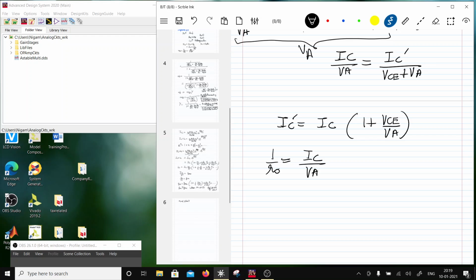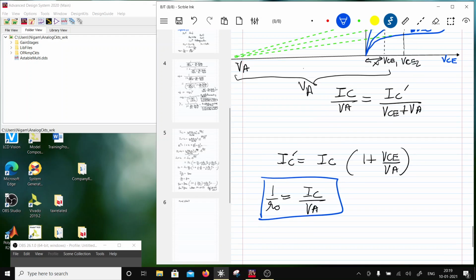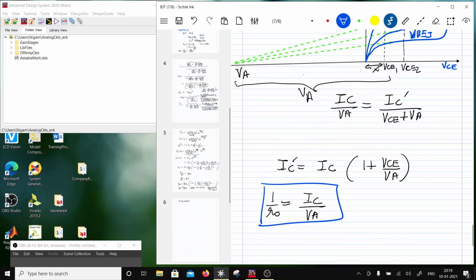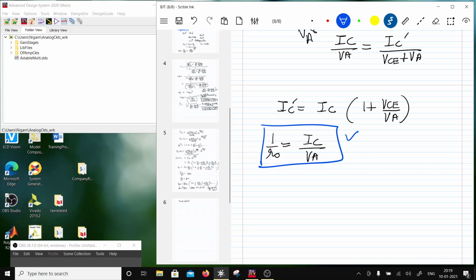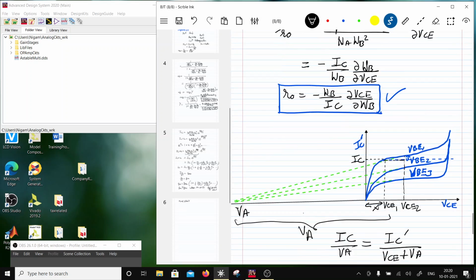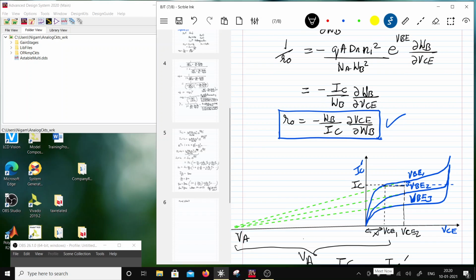Now if I take this equation and this equation and this equation, from this I can conclude that VA, the early voltage, is equal to minus WB ∂VCE by ∂WB. Now my question is the following: is RO a negative number? No, because of ∂VCE by ∂WB. VCE increases, WB decreases. So this quantity is a negative number, and then this is a negative number, so RO is a positive number.